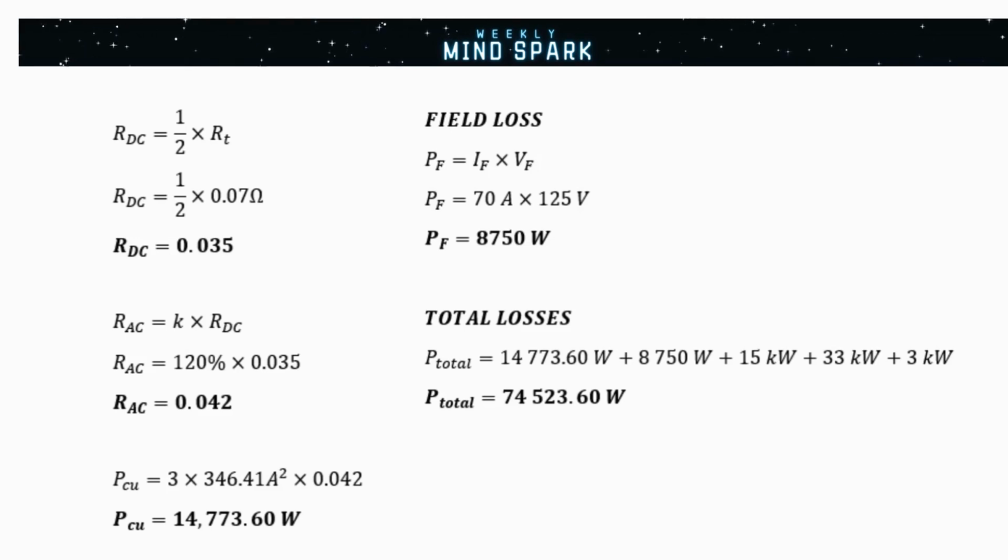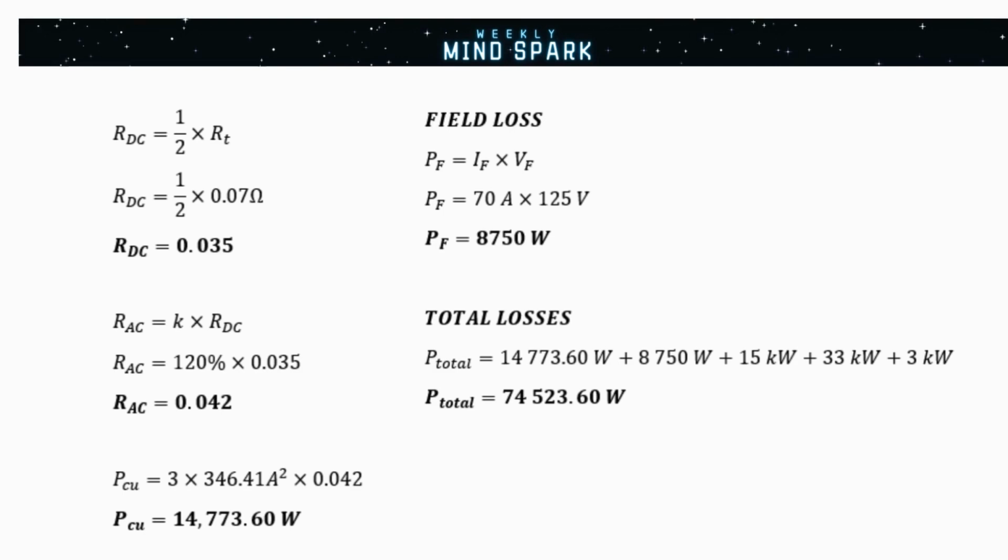Now that we have IFL, it can be used in the copper loss formula to calculate the power loss in the armature winding due to the resistance. For the DC resistance calculation, RDC, the formula is RDC is equal to 1 half times RT, where RT is 0.07. So, 1 half times 0.07 ohms is equal to 0.035. This is the calculation of the DC armature winding resistance between terminals, which is half the given resistance.